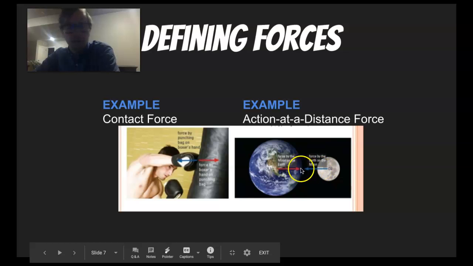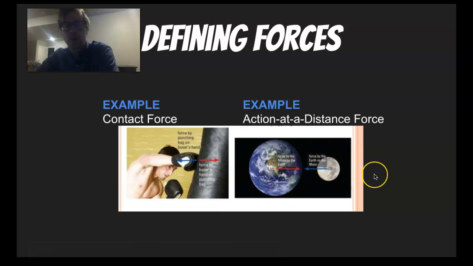The moon and the earth are not touching at all. They're separated by almost 250,000 miles. And yet the reason the moon is going around the earth is because of this action at a distance force, the force of gravity. So the earth is this huge thing whose gravitational force can influence the moon. And of course, as you probably know, the moon can influence the earth as well.